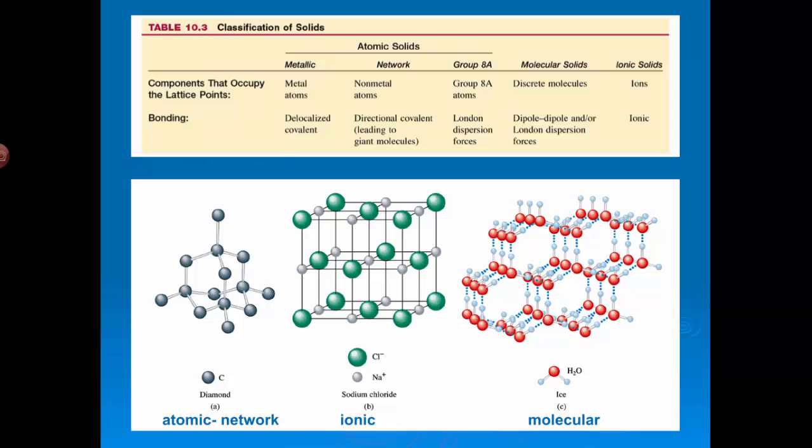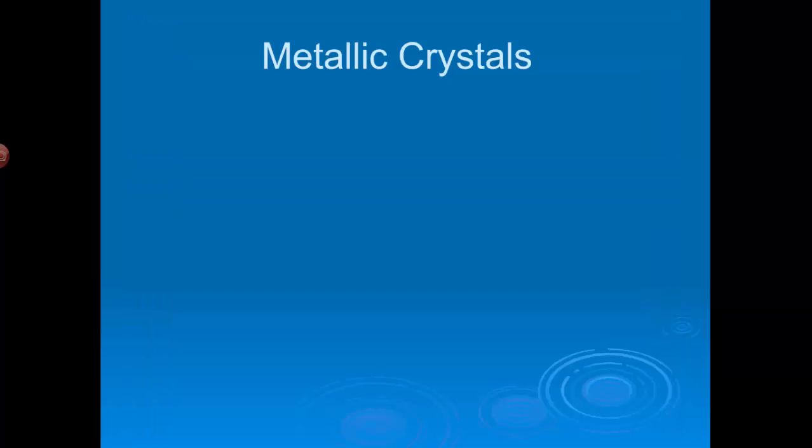to one another. So this is table 10.3 from your text, and one of the images that shows you an example of each of the different types of solids. So we have an atomic solid, a network solid like diamond. We have sodium chloride for ionic. We have ice for a molecular solid. So metals exist as crystalline solids, which is kind of weird to think of metals as a crystal.